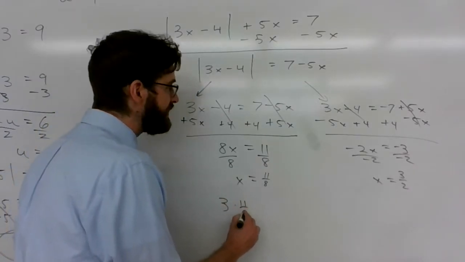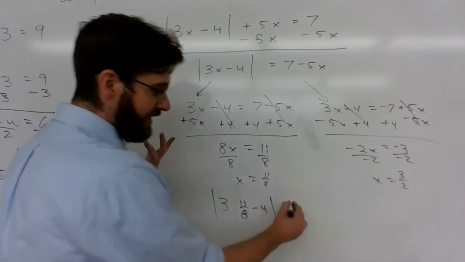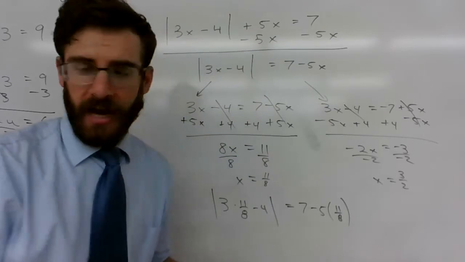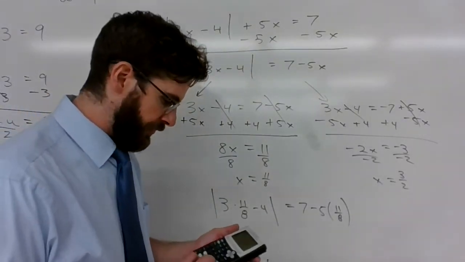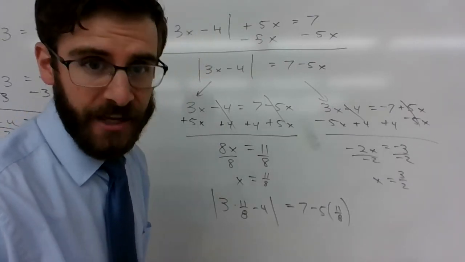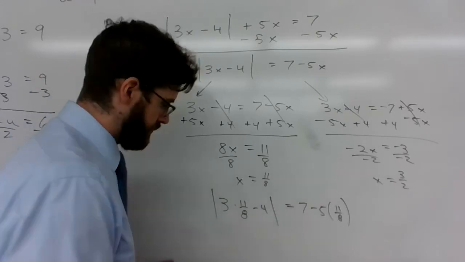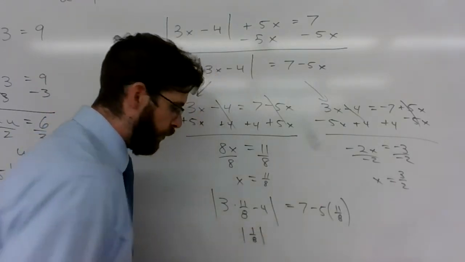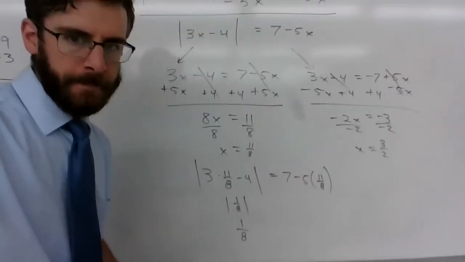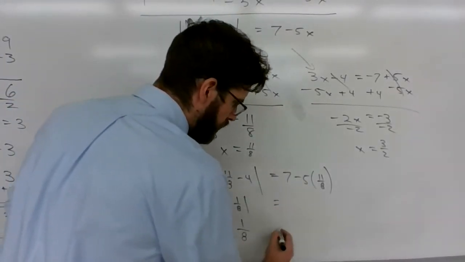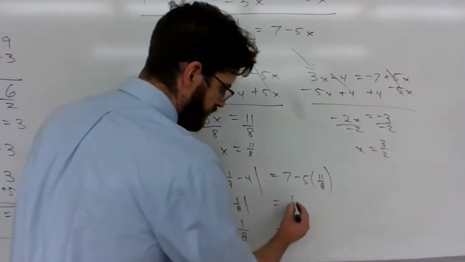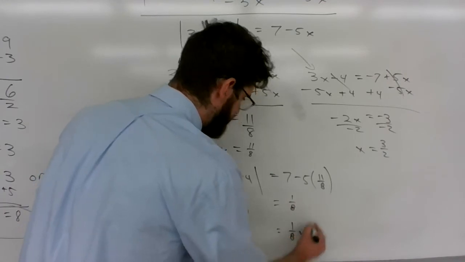So 3 times 11 eighths minus 4 in the absolute value. Does that equal 7 minus 5 times 11 eighths? And you can use your calculators on this just to save time, right? So 3 times 11 divided by 8 minus 4 is 1/8 inside the absolute value bars, which gives you 1/8. Does that equal 7 minus 5 times 11 divided by 8? It does. So this one checks out for sure.